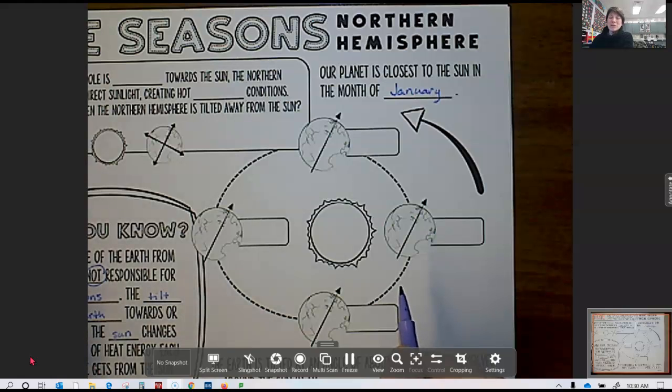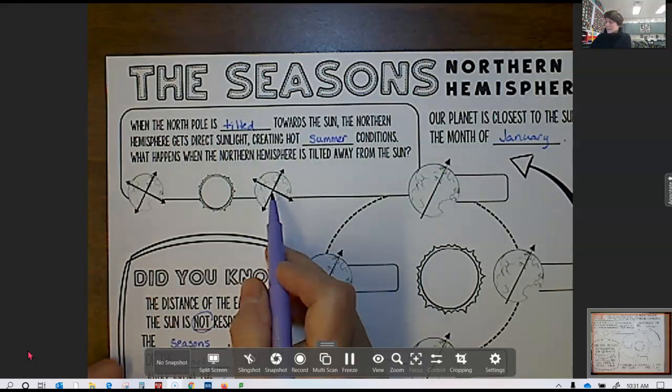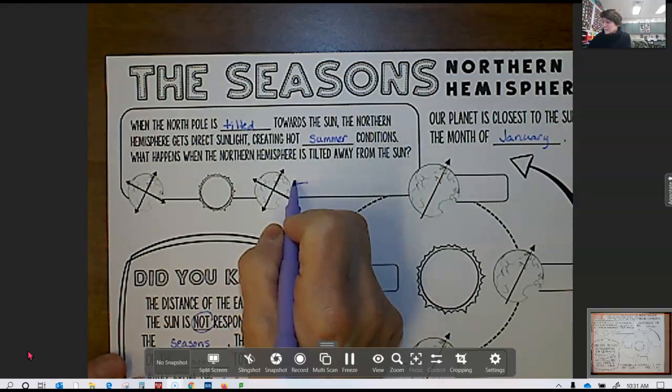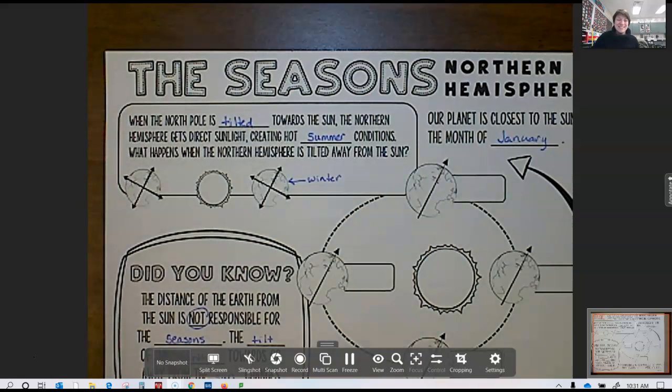So just another reminder that it is not how close we are to the sun that causes our seasons, but it is that tilt on our imaginary axis. So when our North Pole is tilted towards the sun, then our northern hemisphere, the hemisphere that we live in, gets direct sunlight, creating our hot summer conditions. And what do you think happens when the northern hemisphere is tilted away from the sun, like this picture right here? This is an example of what our Earth would look like in our winter conditions.